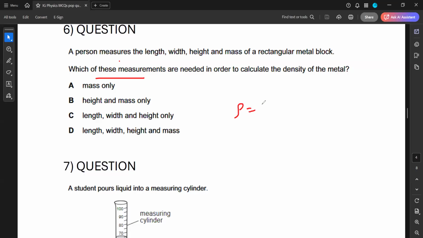So to get the density, we need the mass and the volume. For a rectangular block, we need the length, width, and height. That will give us the volume, and we'll have the mass. So D will be the right answer.